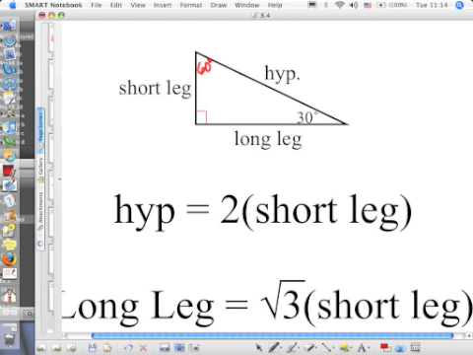So what if you don't know the short leg? Then you use one of the others to figure it out. If I know the hypotenuse, I'll divide by 2 to find the short leg. If I know the long leg, I'll divide by the square root of 3 to find the short leg. All right? So those are the relationships that exist.